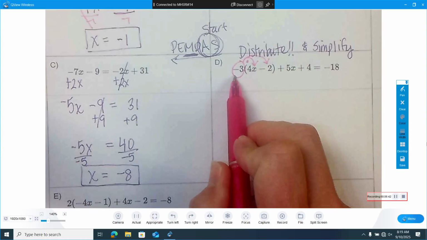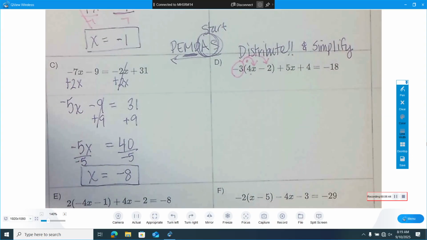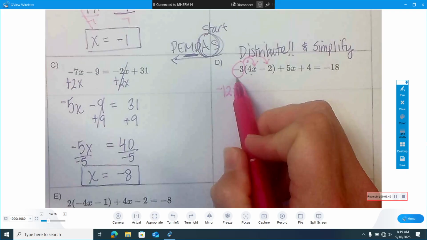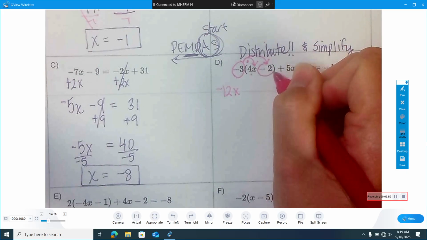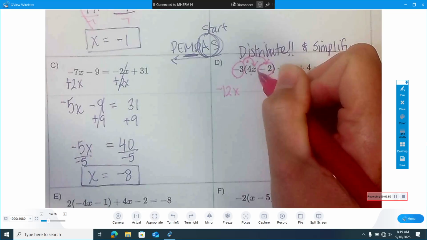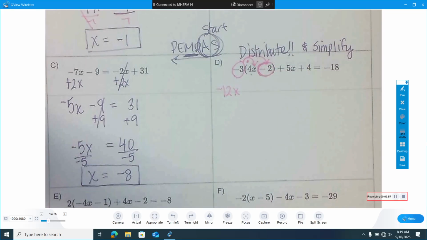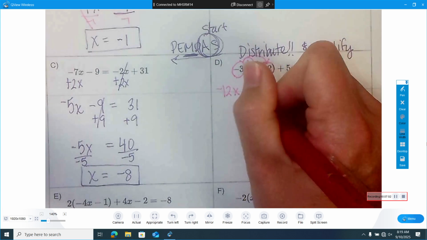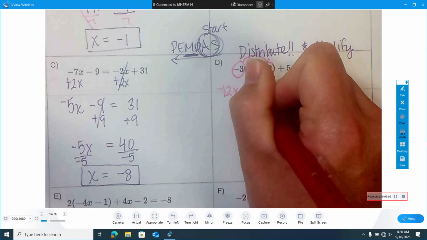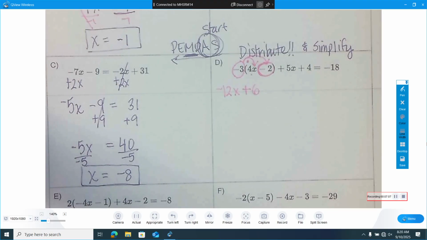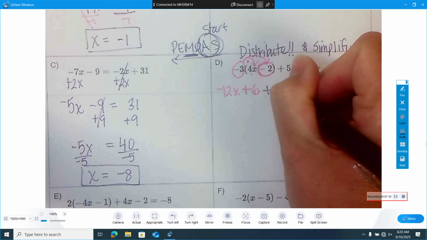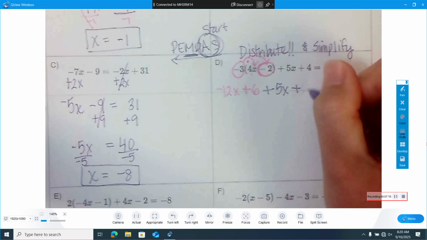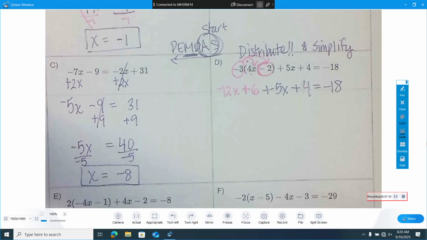And distribute really means to multiply. So I have negative 3 times 4x. What is negative 3 times 4x? Negative 12x's. Very good. And then I have negative 3, and you want to include the sign here. This is not just a 2, it's a negative 2. What is negative 3 times negative 2? Positive 6. We need a sign to separate, so we definitely want that positive there. Very good. All right, and then I have a positive 5x and a positive 4 is equal to negative 18.